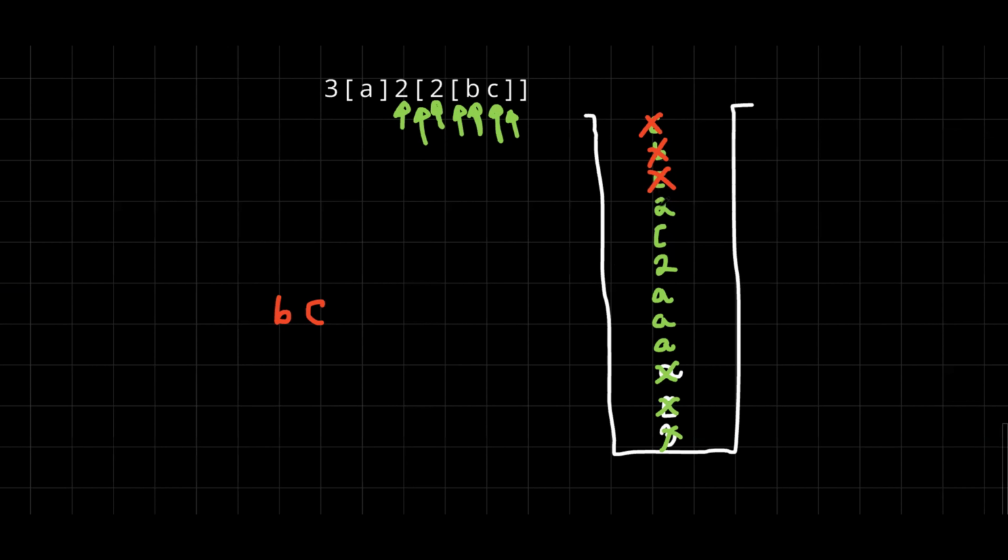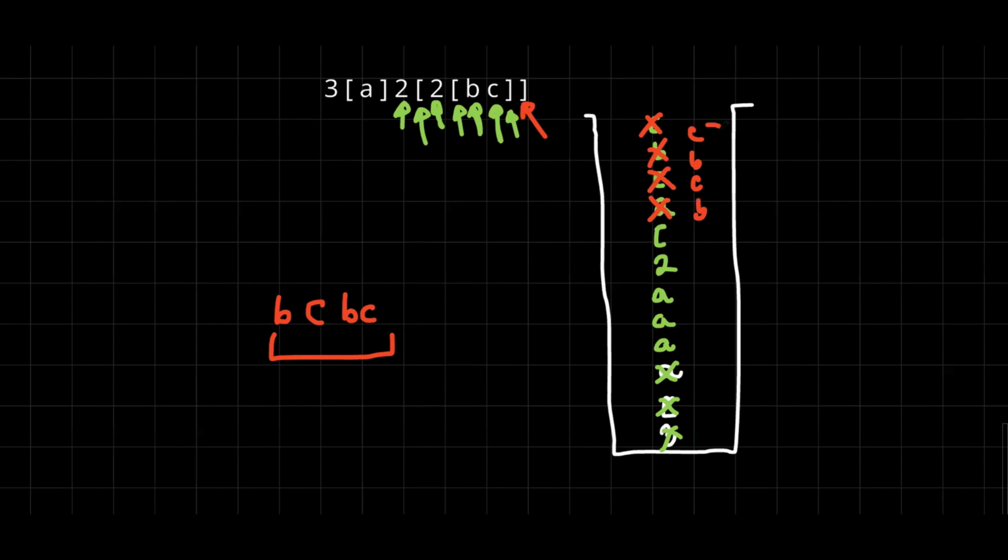Now our top element of the stack is 2. That means we have to multiply BC by 2 times. So here we have found BC and BC. So we will add BC and BC here. Now we have found another closing bracket.